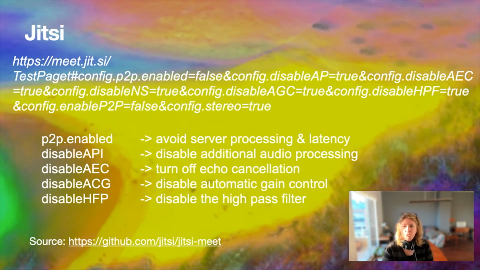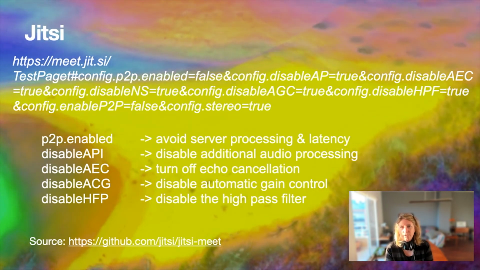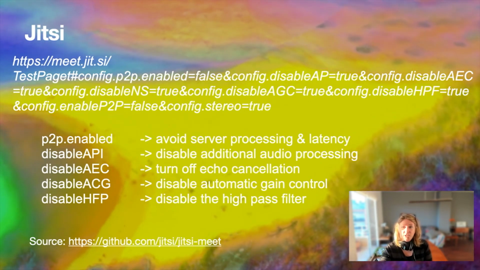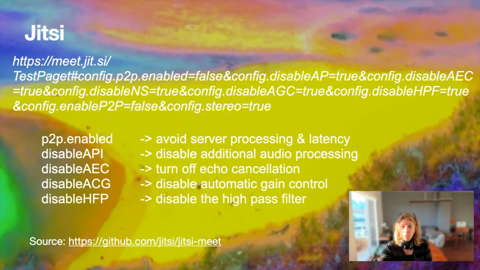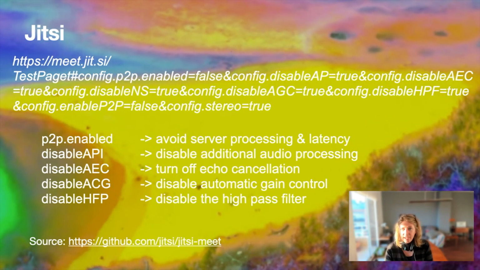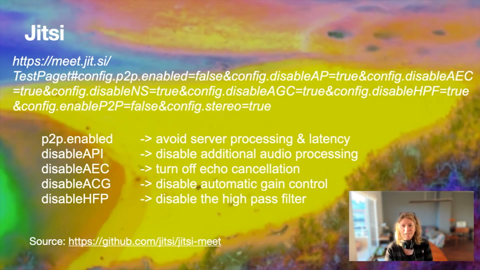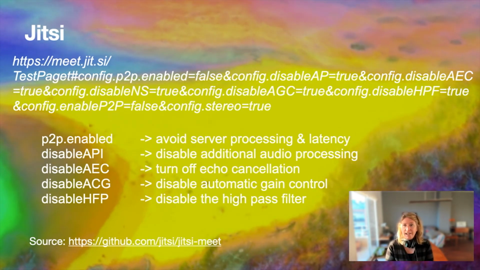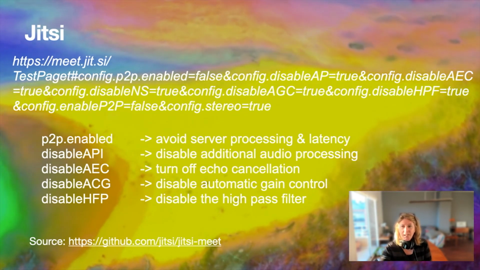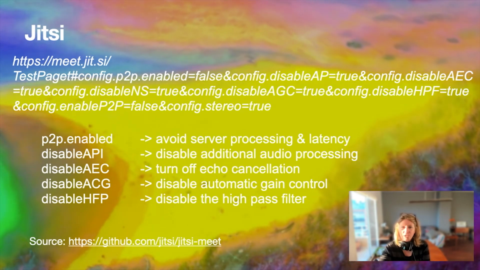We have P2P enabled, so it's peer-to-peer. We want this so the audio doesn't pass through the server where it would be mixed to mono in the regular Jitsi application. We want to disable audio processing. This is any other processing that may affect the audio quality. We definitely want to disable audio echo cancellation. And there's automatic gain control, which will lower your microphone gain to try and keep a balance. And of course, the high pass filter, we want to turn that off as well.